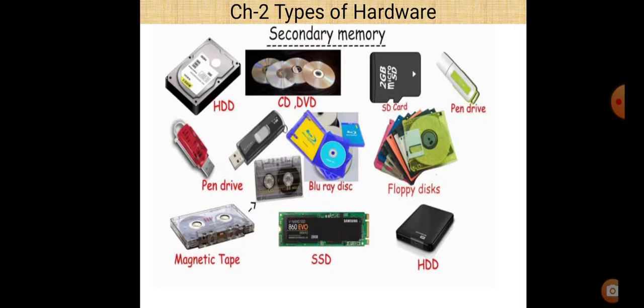These are the examples of secondary storage: hard disk, optical disk, memory card, pen drive, floppy disk, Blu-ray disk, magnetic tape, SD card, external hard disk. So these are the examples of secondary storage.